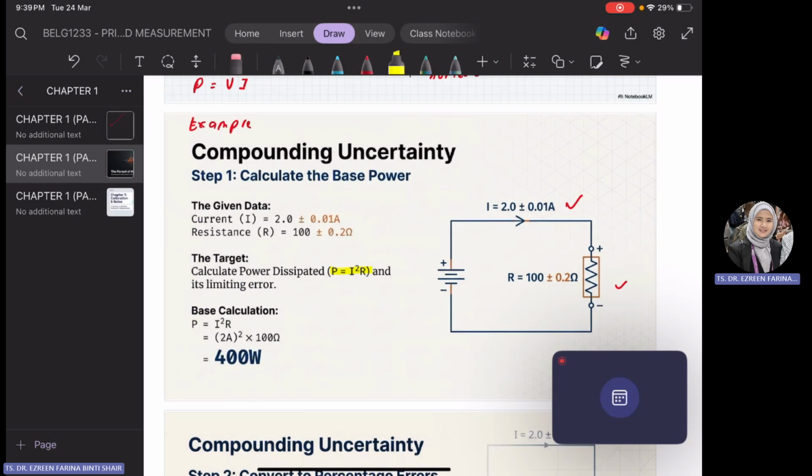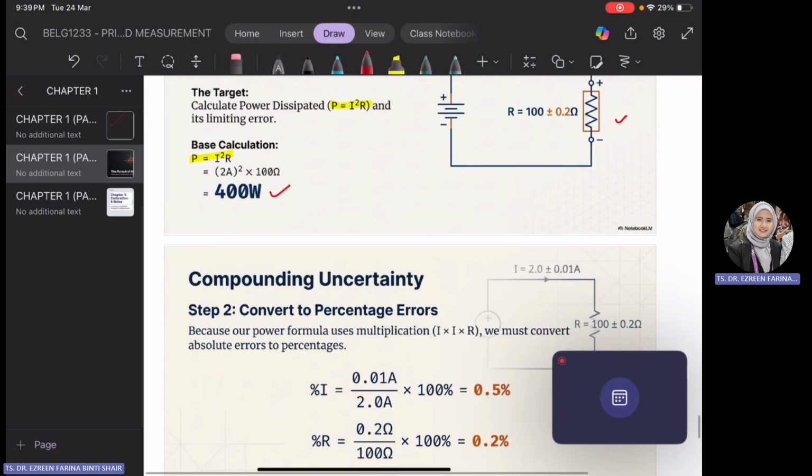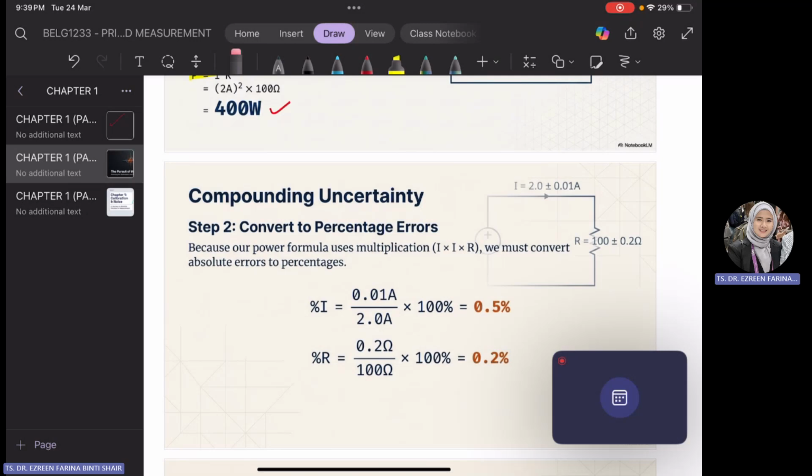Okay, so the first thing we need to do is calculate the power value itself. So I is 2 ampere squared multiplied by R, 100 ohm. So the power is equal to 400 watt. This is the value for the power dissipated. Now we need to calculate the limiting error for this power. So how do we calculate the limiting error?